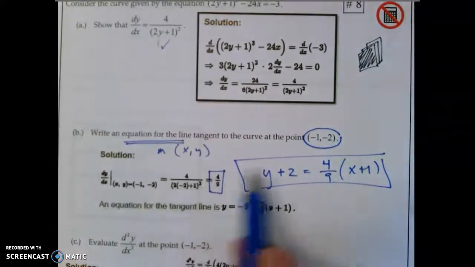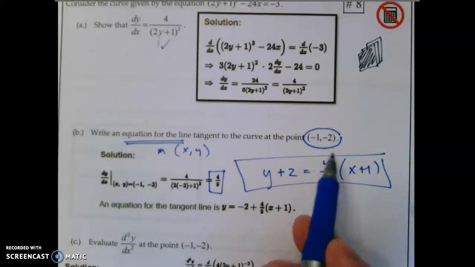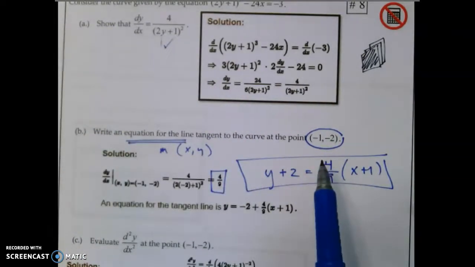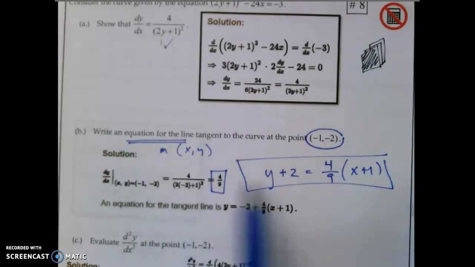Well, I'm given a coordinate point, and to find my slope, I simply evaluate my original derivative function at the coordinate point (-1, -2). But there's no x value, therefore we only evaluate it at -2. And when we plug it in, we get 4/9, and there's my equation. Okay?